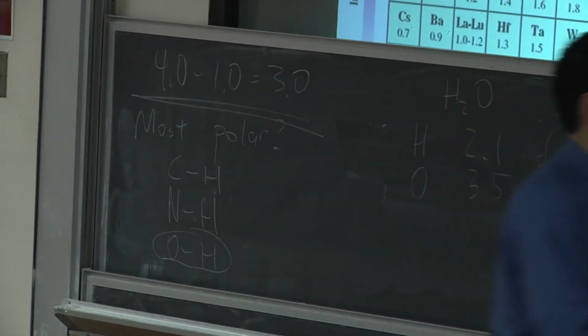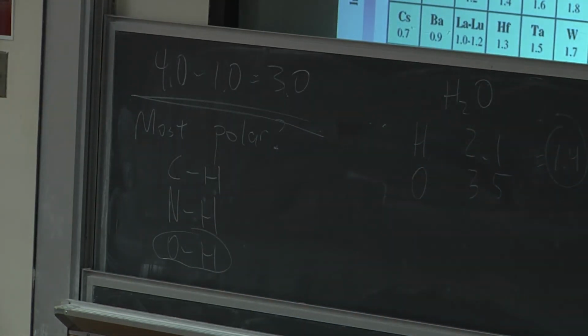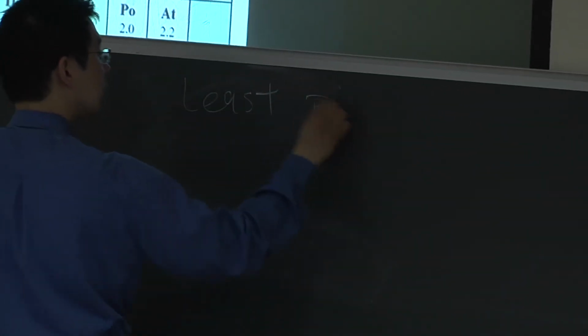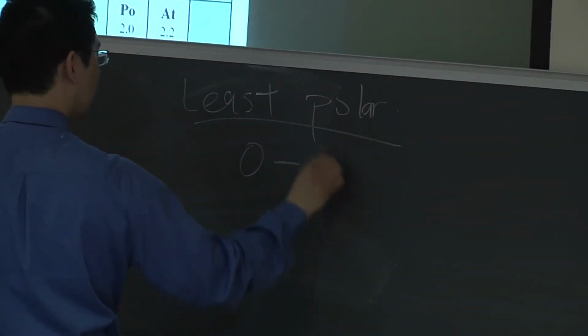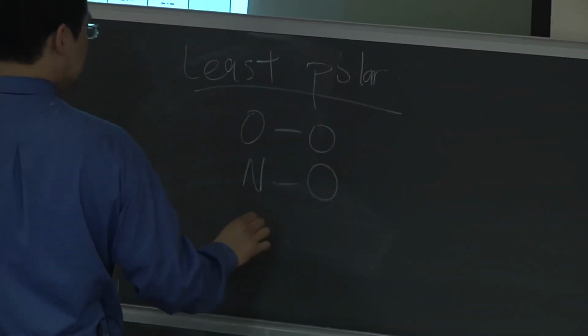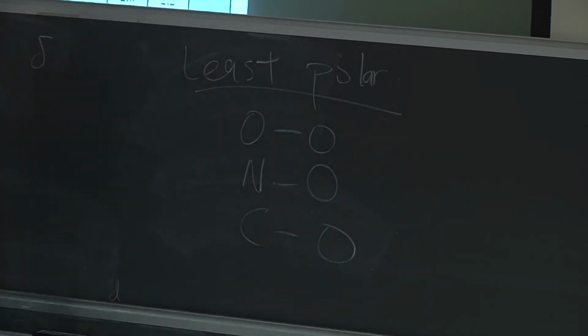Which of the following bonds is going to be the least polar? OO, NO, or CO? OO. What's the difference between O and O? Zero, right? 3.5 minus 3.5 is zero. Whenever you have two atoms that are the same, bonded to each other, that's a sure sign that it's nonpolar, because the difference between the two of them is zero.